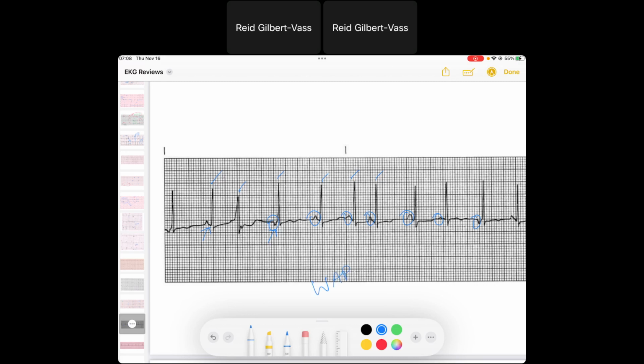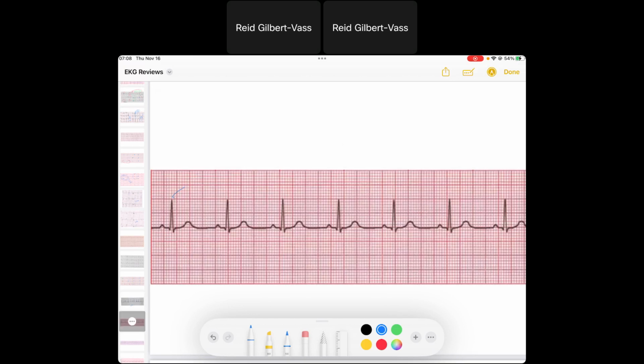wandering atrial pacemaker. I can call it a wandering atrial pacemaker because the QRSs remain narrow and the same. So I know that the AV node is just taking the signal from the atrial depolarization and sending it to the ventricles. But because the P wave morphology is different, it tells me that the focus driving that atrial depolarization is coming from a different location.